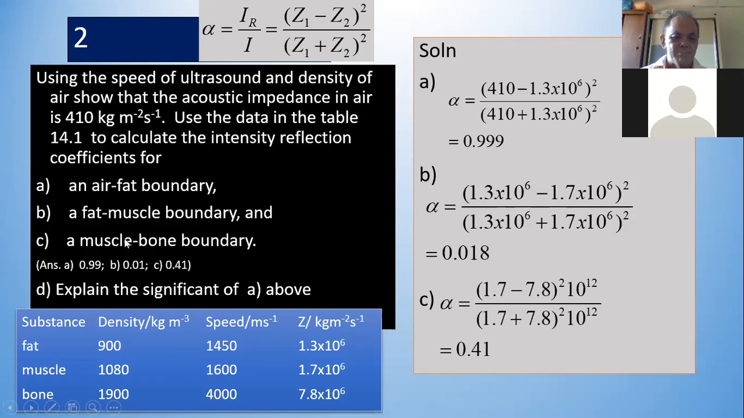And between muscle and bone, this is your muscle, this is your bone. Right? Take the difference between them. Difference, square that. And you add them up, square that. Okay, and then you can use your calculator to calculate. You get 0.41. So that is good. There's transmission, there's some reflection. This is called impedance mismatch. Poor contrast. Two of them almost the same. Very poor contrast. You can't see the difference in your picture.